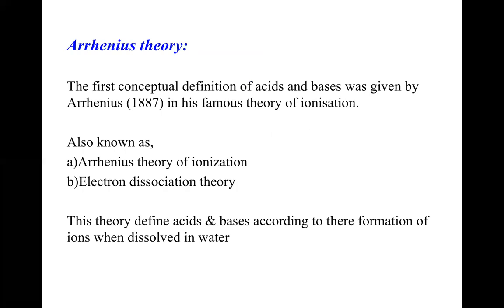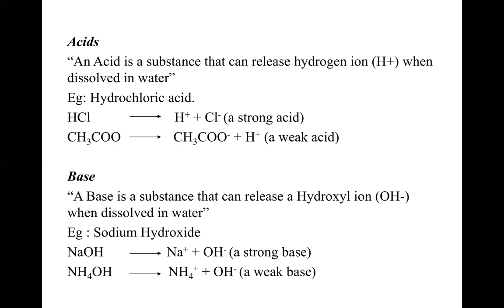Then the second theory is given by Arrhenius in 1887 in his famous theory of ionization. According to him, acids and bases are defined according to their formation of ions when dissolved in water. This theory is also known as the Arrhenius theory of ionization and the electrolytic dissociation theory. According to him, an acid is a substance that releases hydrogen ions when dissolved in water. Example is hydrochloric acid, which is a stronger acid, and acetic acid.